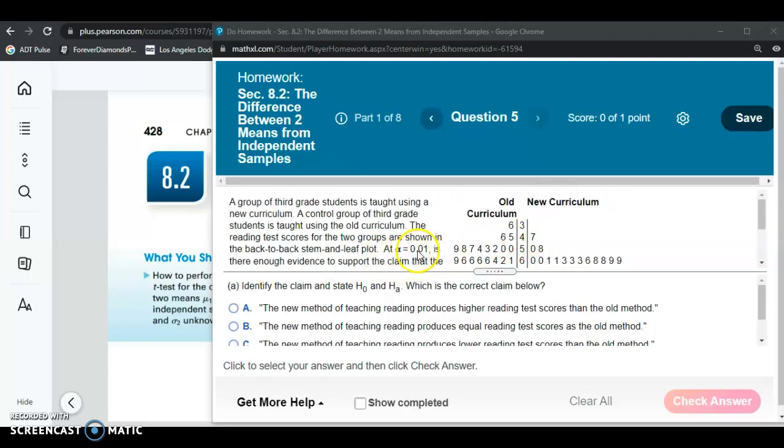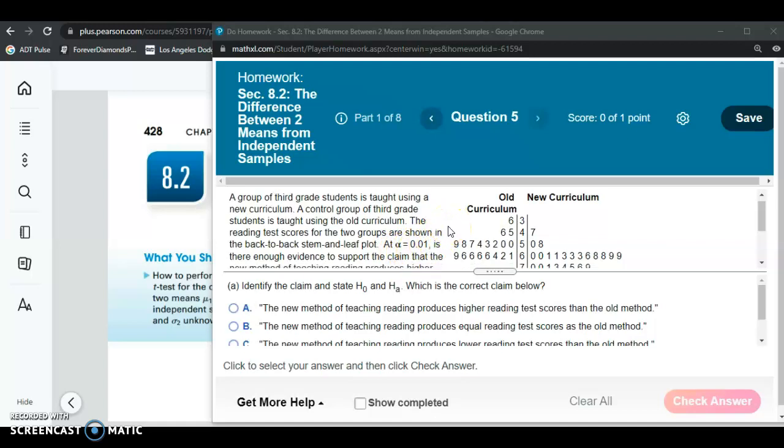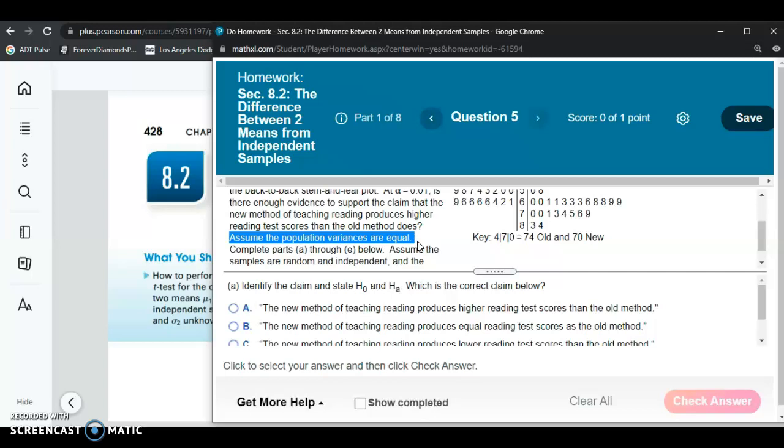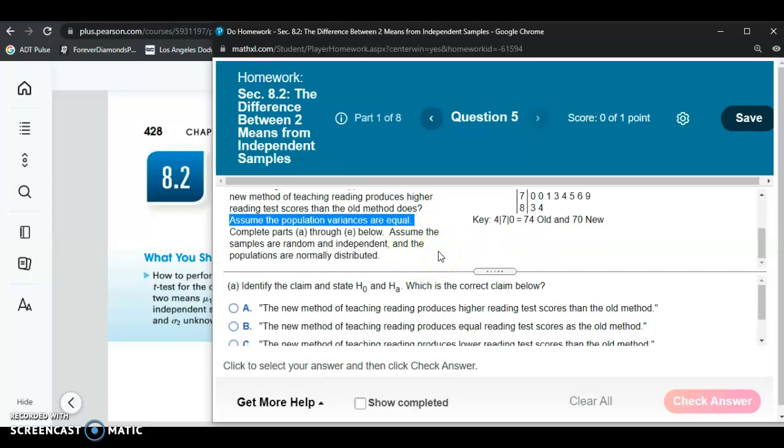At a significance level of 0.01, is there enough evidence to support the claim that the new method of teaching reading produces higher reading test scores than the old method does? Then the problem says assume the population variances are equal, and complete parts A through E below. Also assume that the samples are random and independent, and the populations are normally distributed.